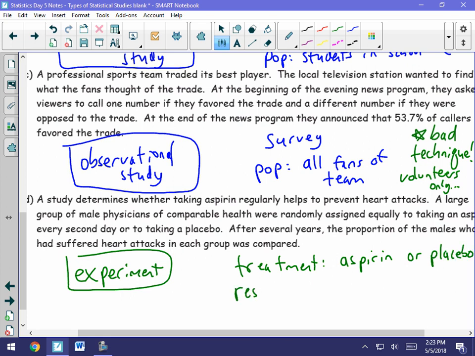And then the response variable, what they were actually studying, was whether aspirin had an effect on the number of heart attacks. So really they were studying whether someone had a heart attack or not, which is not particularly pleasant to talk about, but that's what they were studying. So have a heart attack or not, that's the response variable. But again, they're actually doing something with the people in the study, imposing a treatment, and that's what makes it an experiment.